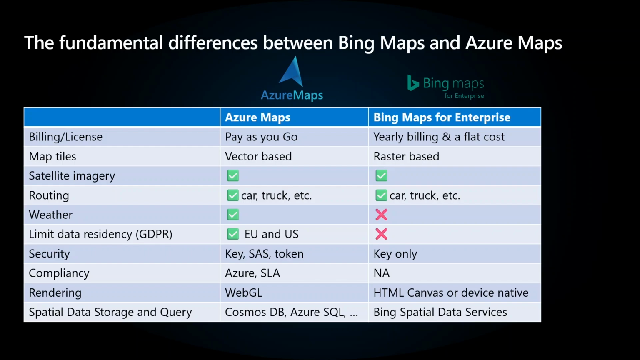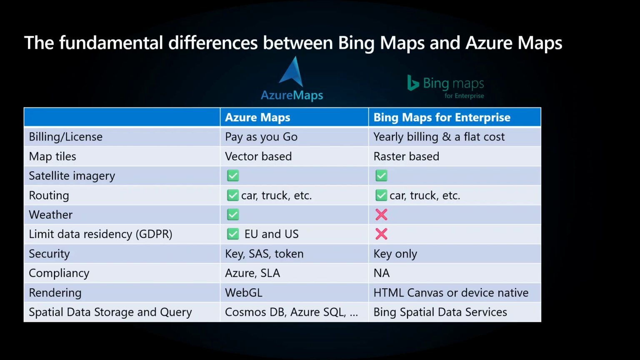An additional benefit for Azure Maps is that we also have weather APIs that are not available in Bing Maps for Enterprise. And of course, one of the highlights, because Azure Maps is part of Azure, we are also doing all kinds of regulations and compliance that also apply to Azure Maps. So, for example, if you want to limit where your data is stored, you can definitely select, for example, the European Union or only the US. That is a feature that is not available for Bing Maps.